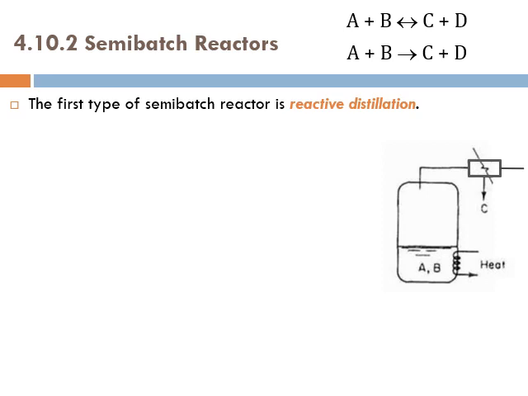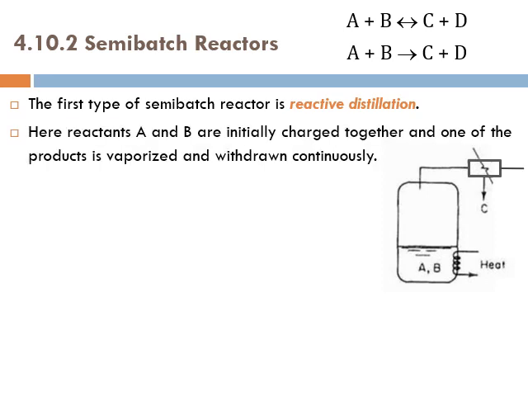Okay. The first type of semi-batch reactor is reactive distillation. I'm carrying out reaction and I'm also running distillation. That's why it's called reactive distillation. Here, reactants A and B are initially charged together, and one of the products is vaporized and withdrawn continuously. Let's say C in this case.